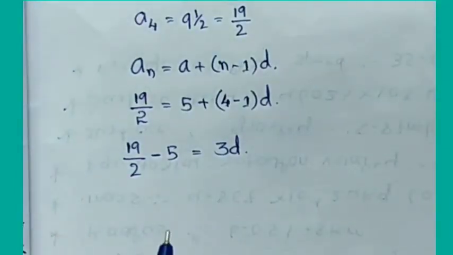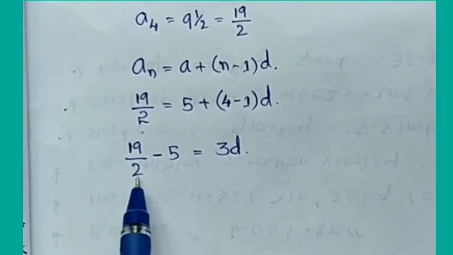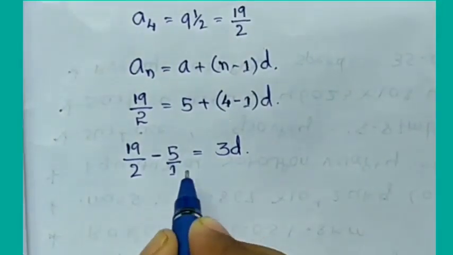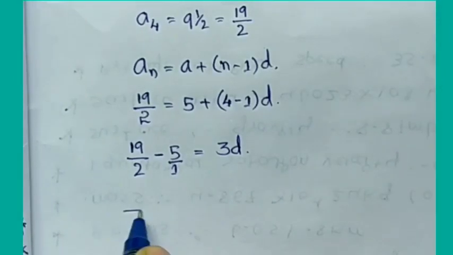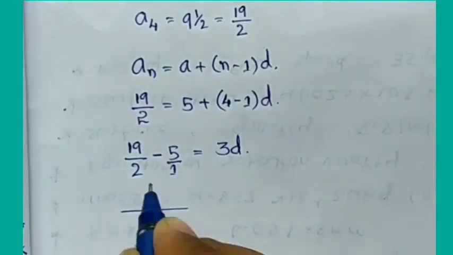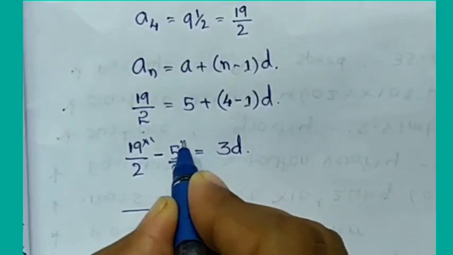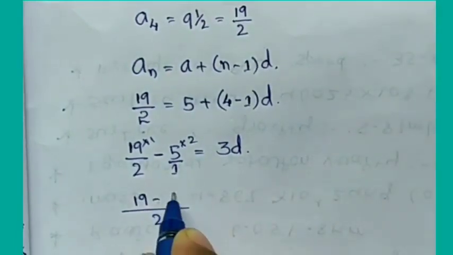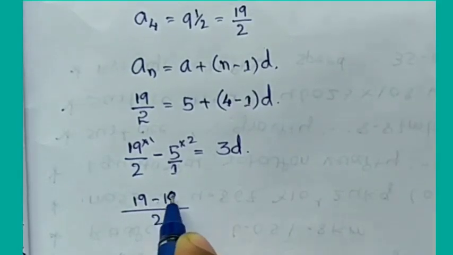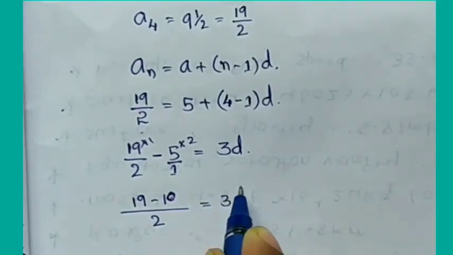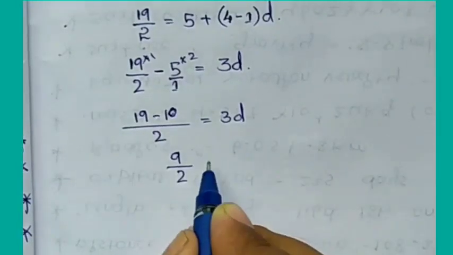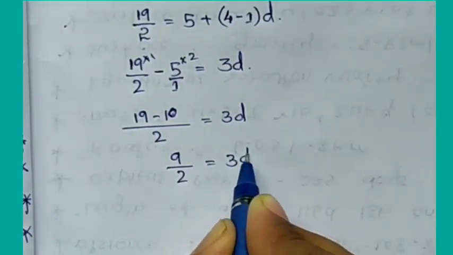Now 19 by 2 minus 5. I will write 5 as 5 by 1 to make it a subtraction. The LCM of 2 and 1 will be 2, because 2 ones are 2, 2 twos are 4. So 19 minus 5 twos are 10, and here we will get 3D. So 19 minus 10 becomes 9 by 2 equals 3D.